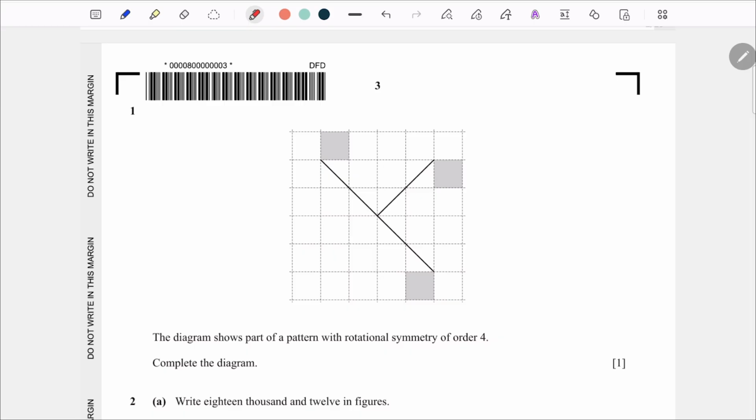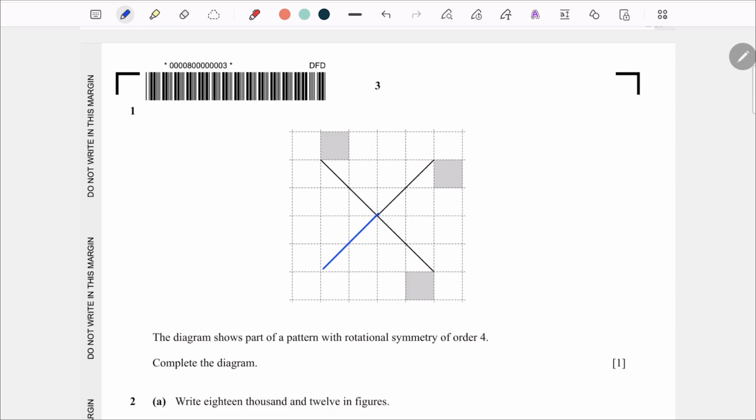The diagram shows 3 boxes. First of all, we'll focus on the straight lines. This straight line is 4 boxes long. So this other straight line will also be 4 boxes long. We'll extend it for 2 more boxes.